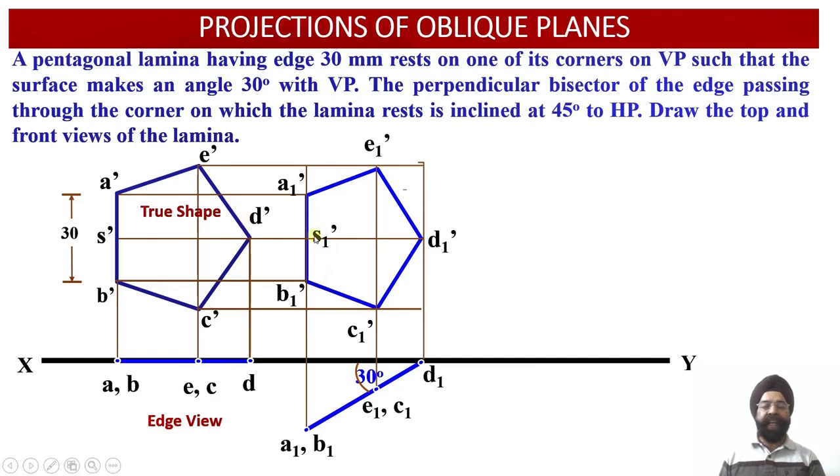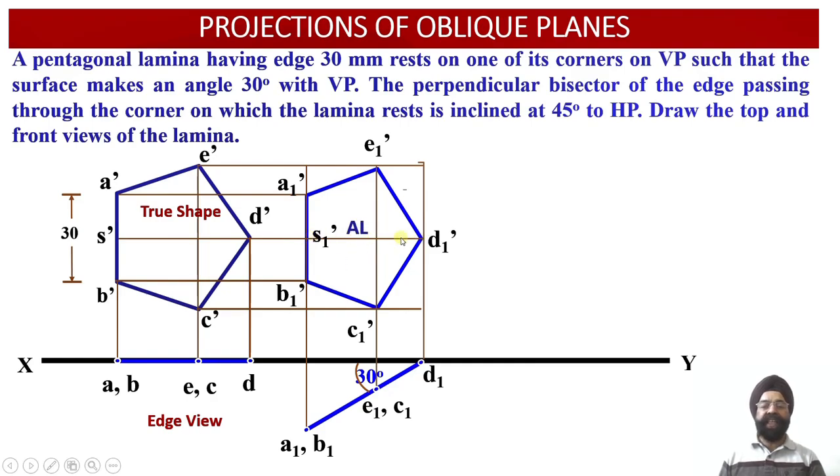Similarly, point S1 dash has also been obtained over here. Now we know that since this lamina is inclined with respect to the vertical plane, because of this inclination we are able to obtain this projection, that is D1 dash and S1 dash, as an apparent length projection over here.